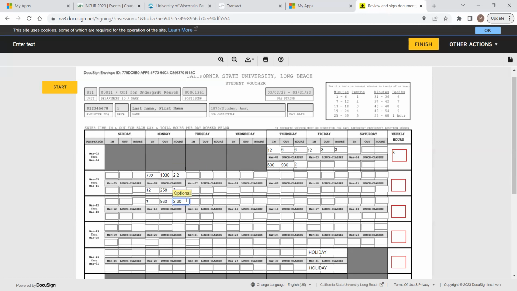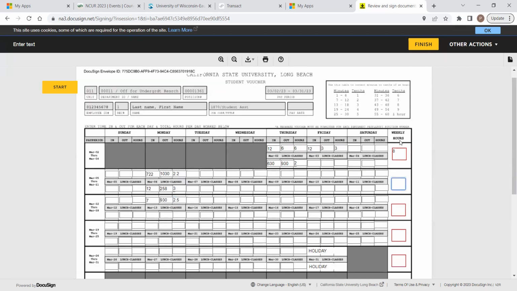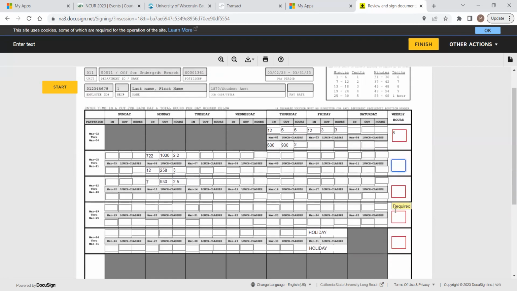So instead of 30, you're going to put 2.5, and then that'll be the 2 hours and 30 minutes, okay? So over here, make sure that you're counting the total. So this is where you're reporting your hours. At the end over here is where you're adding the weekly total of your hours.